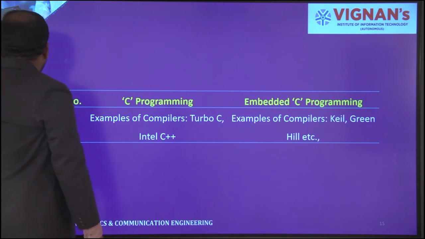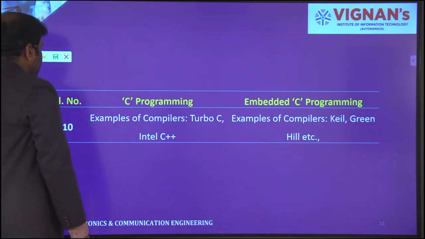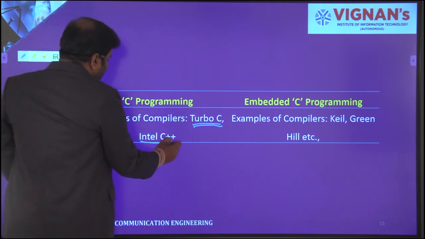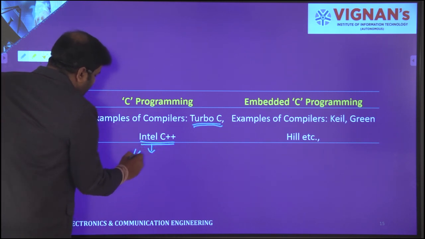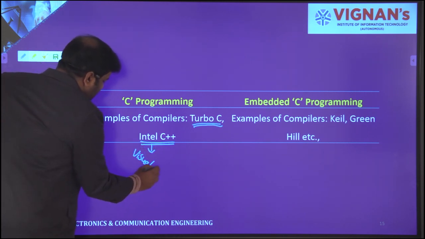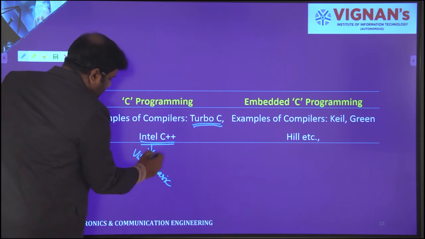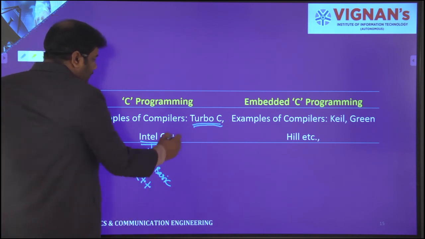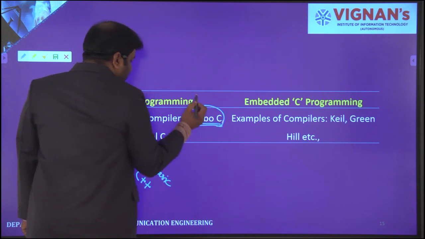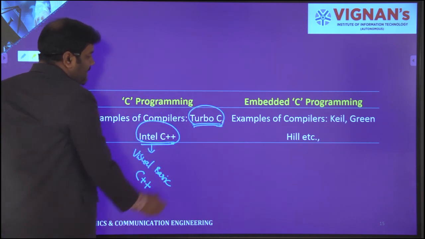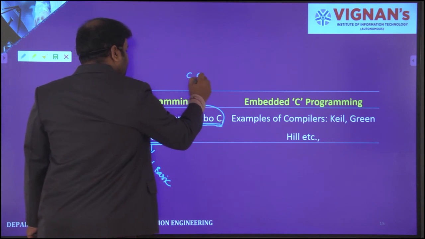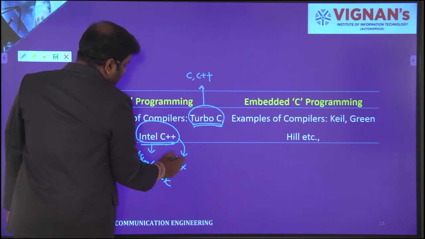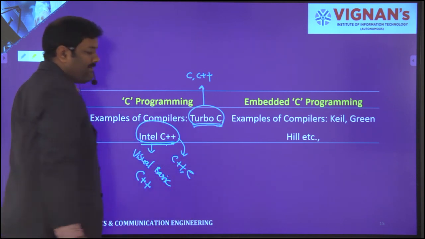And the last one is, as I already discussed, the compilers available for C, which is Turbo C. One of the best is Turbo C, and there is Intel C++ which also supports Visual Basic. This is an extension of C, that is C++, right? So here two compilers are available. First one is Turbo C, and the second one is Intel C. Turbo C can execute C and C++, but Intel C++ supports all C++ applications along with extensions of any C language support.